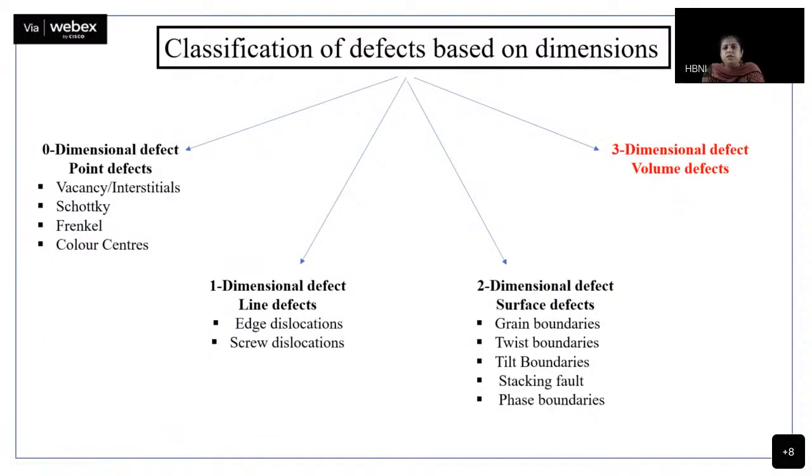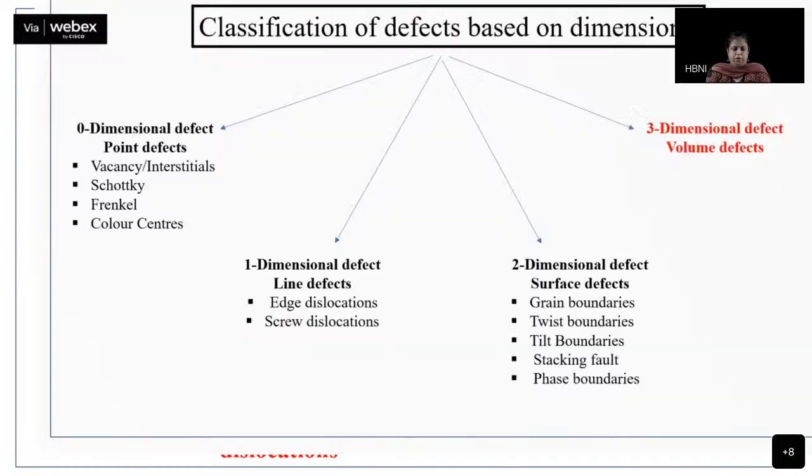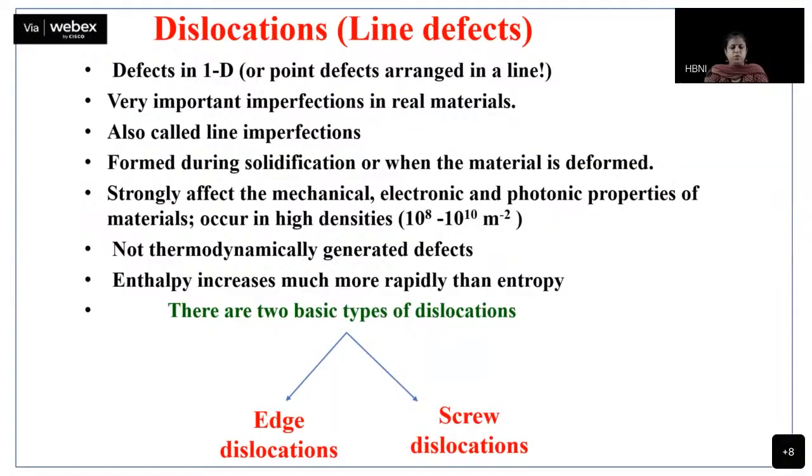Okay, sorry about that. Then we also have three-dimensional defects, which are also called volume defects, and we'll study about that only a little because they are most of the time not an inherent part of your crystal structure. Okay, so dislocation or line defect. We studied about the point defect. Now dislocation or line defect.